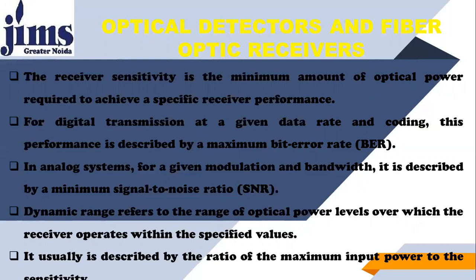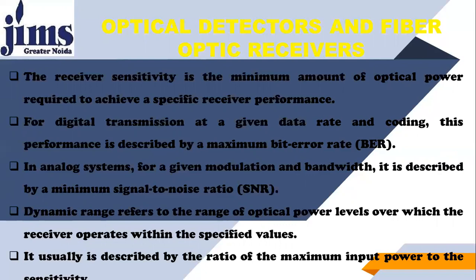For digital transmission at a given data rate and coding, this performance is described by a maximum bit error rate. Bit error rate is the number of bits wrongly indicated by the receiver compared with the total number of bits the receiver received. So if the receiver received 1000 bits and gives an error in 10 bits, then 10 upon 1000 is the bit error rate. That is, the number of incorrect bits upon the total number of bits that the particular receiver received.